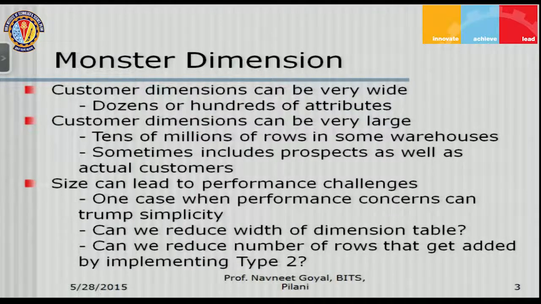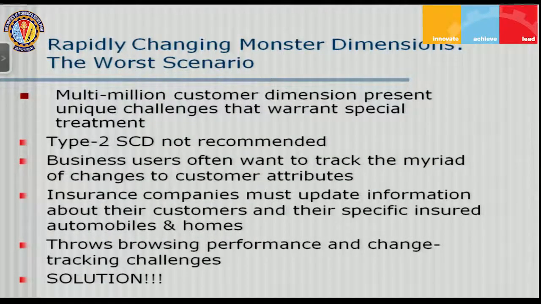When you implement changes using type 2, a new record gets added to the table. So if it's already 10 million records, and suppose in a year one change happens to every record, then in 1 year your number of records would become 20 million, right? That is not a very desirable situation, and I am being conservative on the number of changes, because here we are talking about rapidly changing monster dimensions. So this is the worst scenario, as I told you.